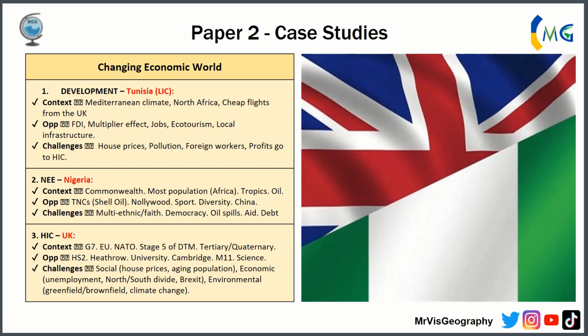Okay. The reason we've picked Nigeria and the UK is because by revising Nigeria and the UK, you are also in some ways revising Lagos and London. So it kind of makes your revision a little bit easier. Okay, that's for paper two.